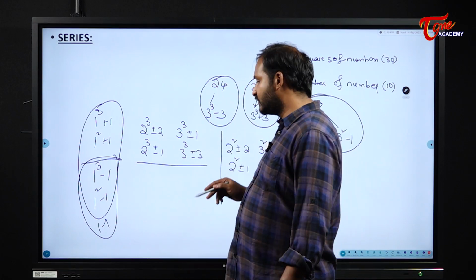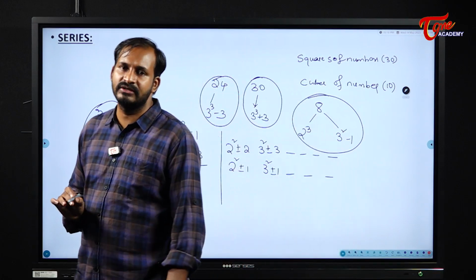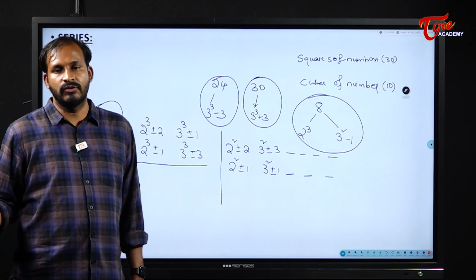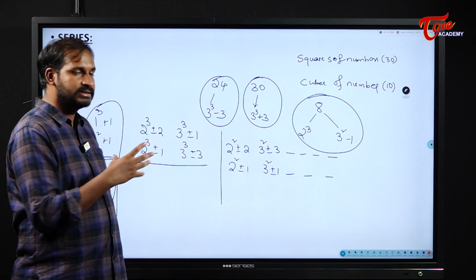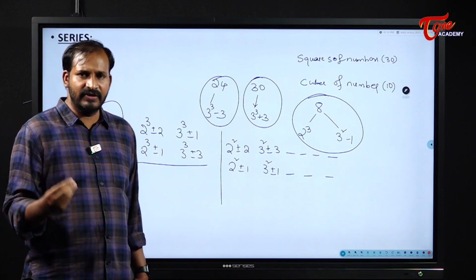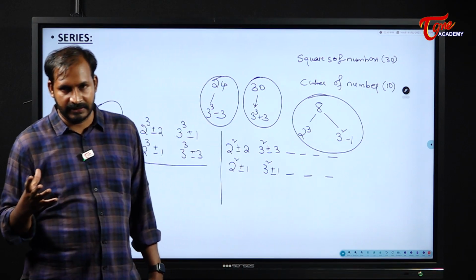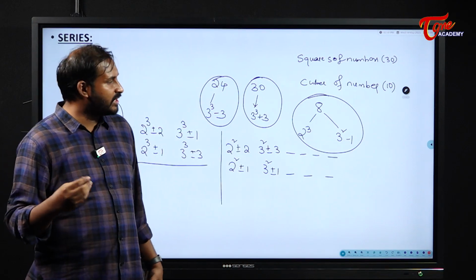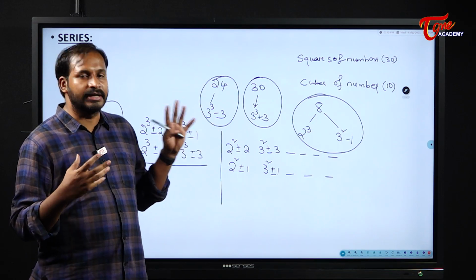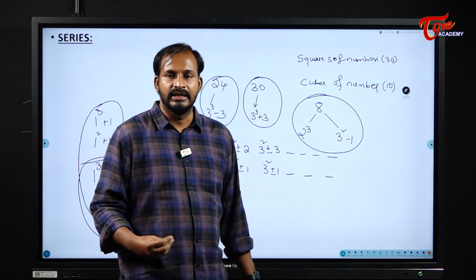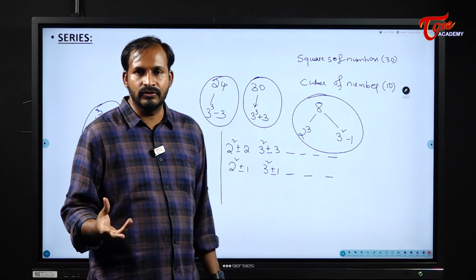And the remaining things you should observe. Only by observation will you get the answer, students, else you will not get the answer at all. So please try to observe these things. Definitely you should be able to identify all the squares of numbers up to 30, and similarly all the cubes of numbers up to 10. Definitely you should remember those things. Then only it becomes easy for you to solve.